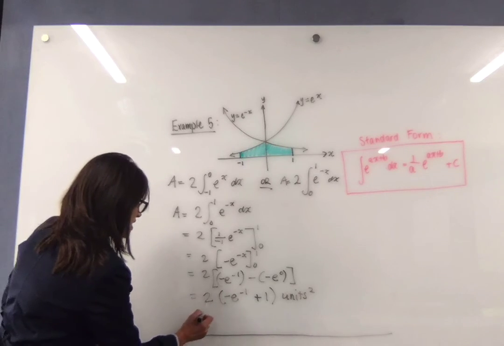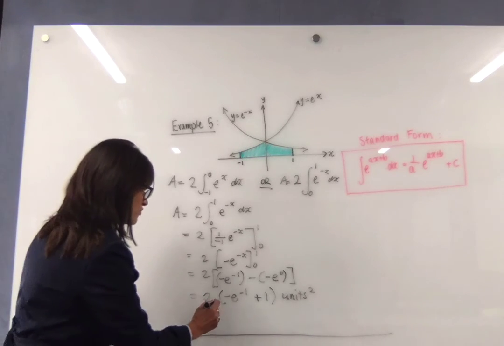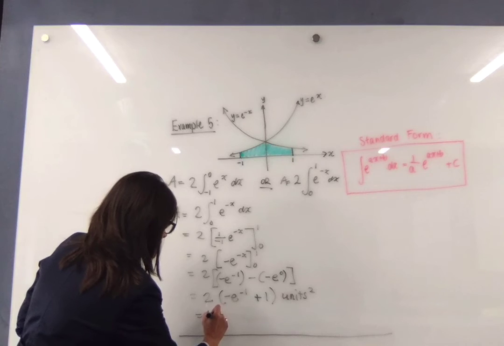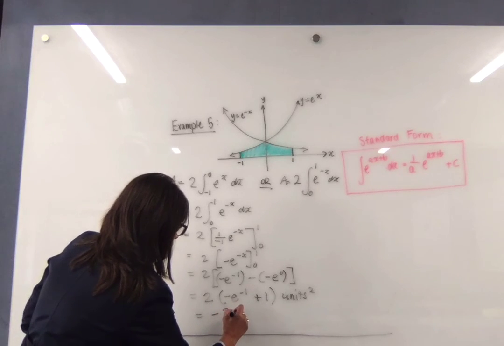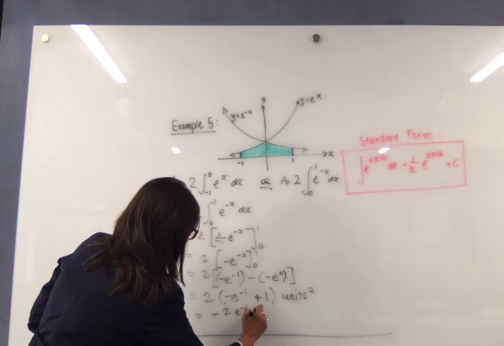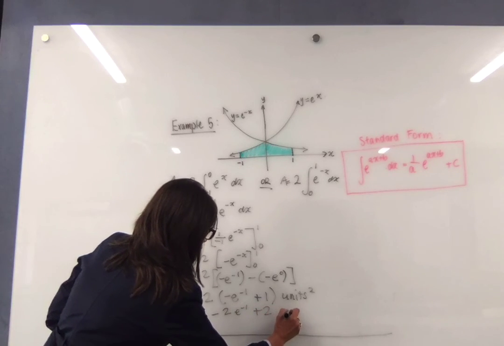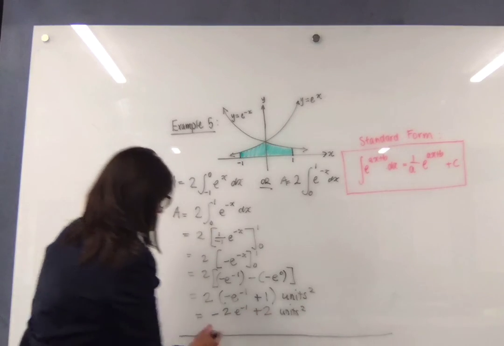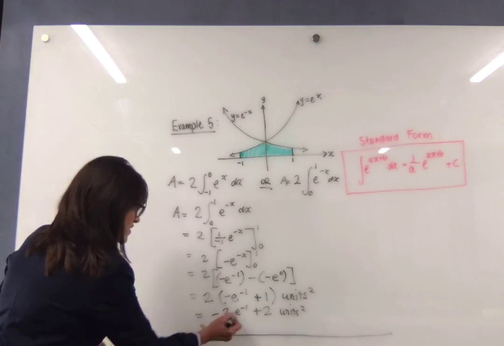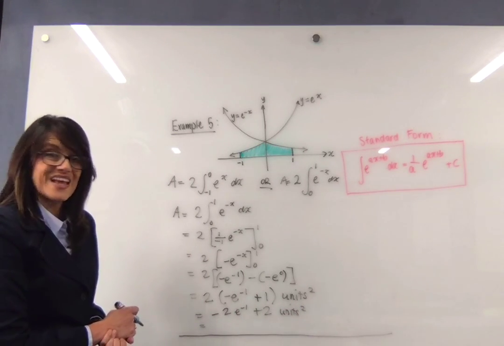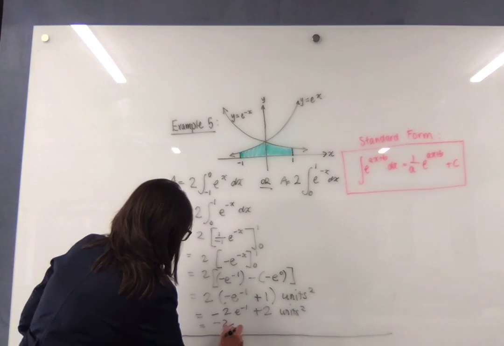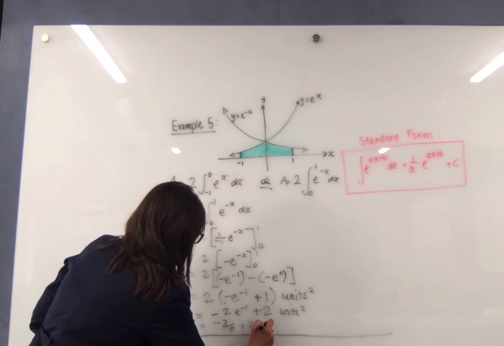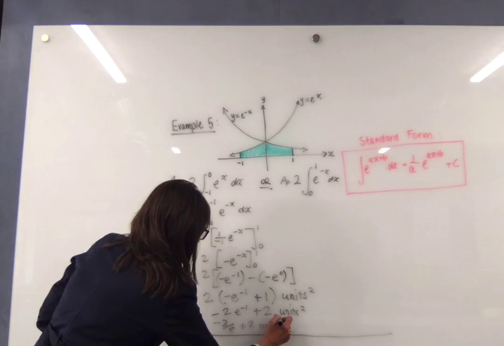So we could expand this or leave it in factored form. If you were to expand it, this would simply look like -2e to the -1 plus 2 units squared. And if you wanted to take it that step further and not have it written in negative index form, we could write that as -2 over e plus 2 units squared.